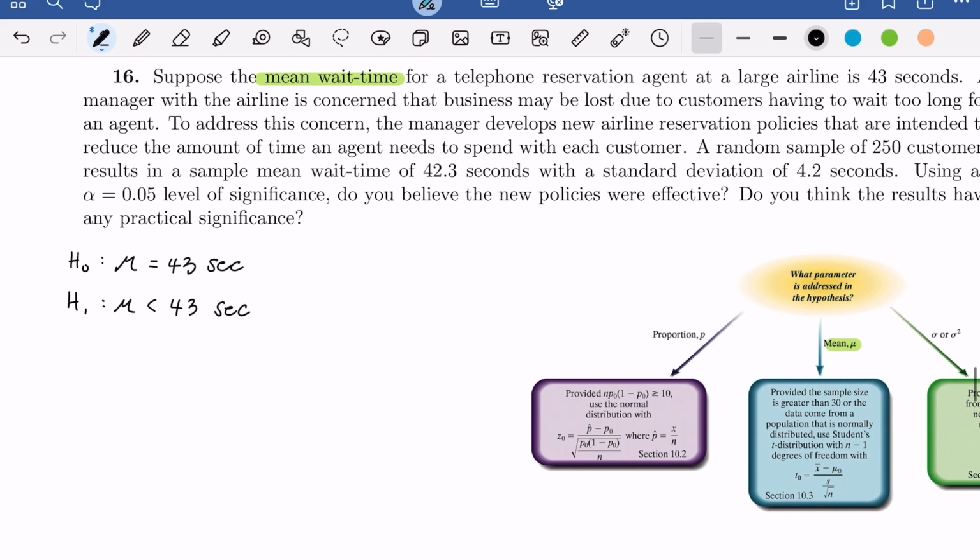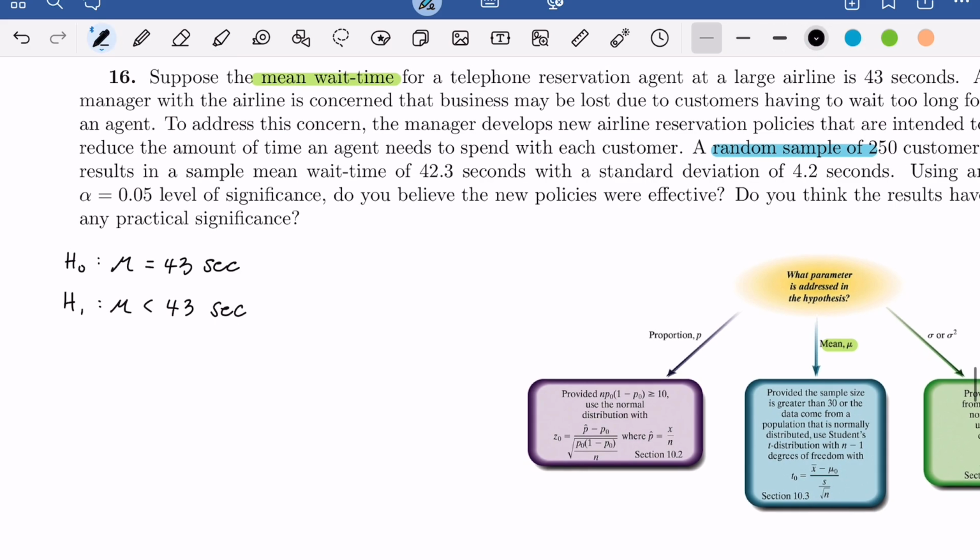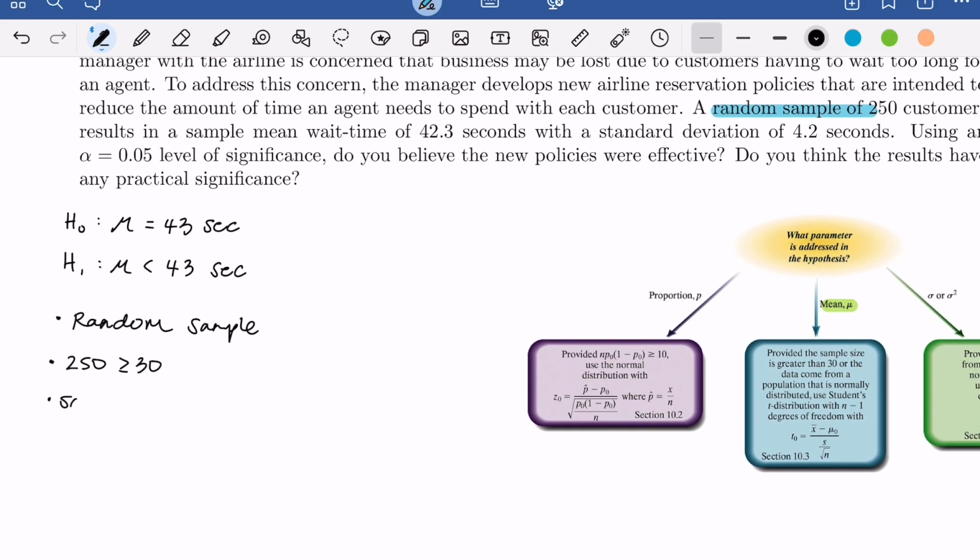Okay, now we also want to make sure that the requirements for this t-distribution are satisfied, just like we saw in the last example. We do know that this is going to be a random sample of 250 customers. We also know the sample size is 250, so that's at least 30. So let's again do some bullets. We have a random sample of 250 people, which is at least 30. And then we can also assume that the sample values are independent.